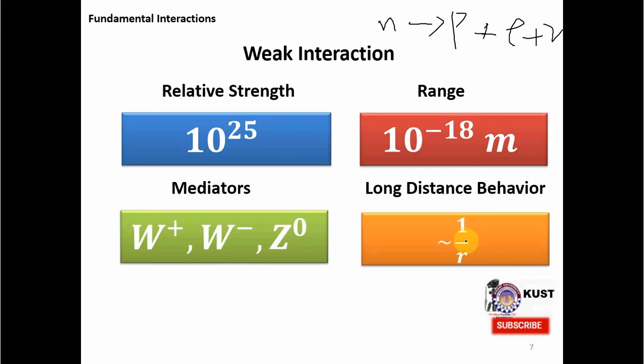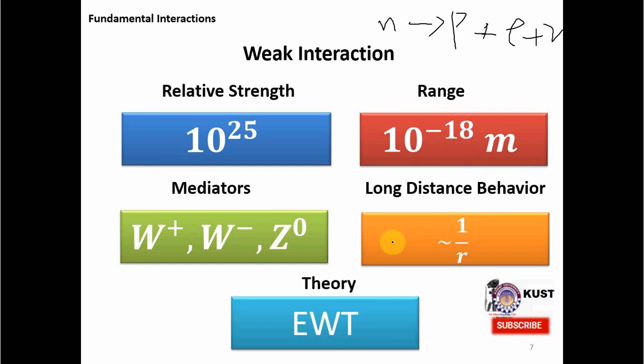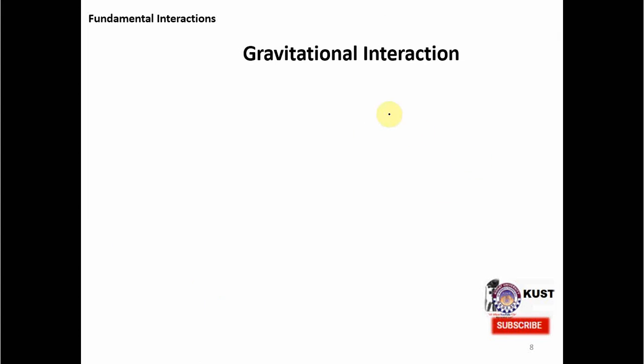And its long distance behavior is somehow 1 over r. It is not exactly 1 over r because it depends upon the mass of the mediator, but roughly speaking it behaves like 1 over r at extreme distance of its range. And the theory, as I said, is the electroweak theory, and this theory is also quantum mechanical and quite successful in explaining the weak interaction.